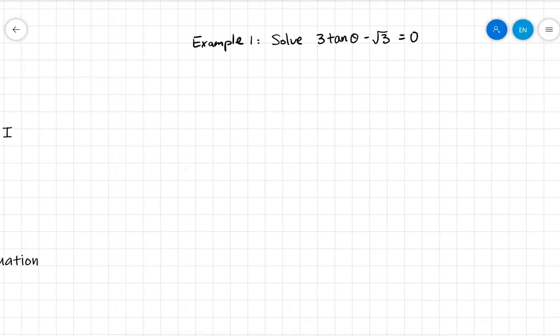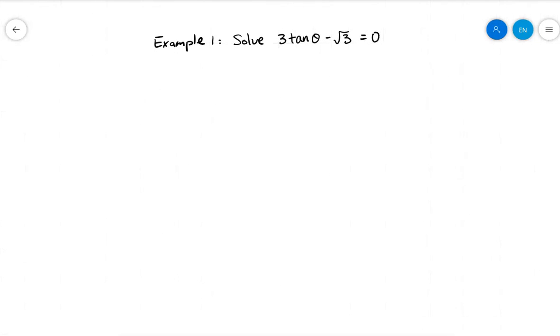So the example we have is we want to solve the trigonometry equation 3 times tangent of theta minus square root of 3 equal to 0. Solving a trigonometry equation is very similar to solving any equation. The only difference is sometimes we use the angle symbol theta instead of x. But anyhow, the answer is going to be either in degree form or in radian form.